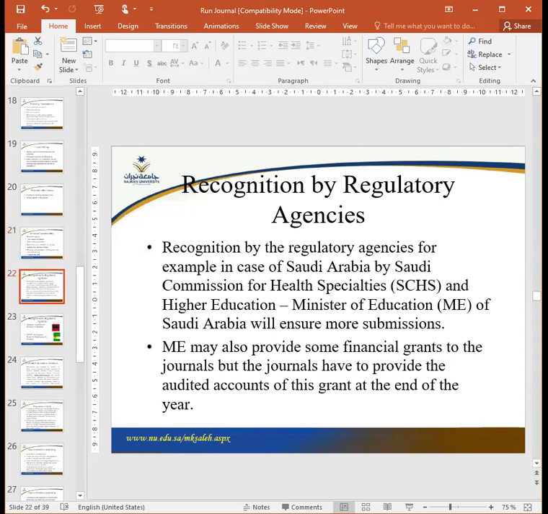A recognition by a regulatory agency, for example, in the case of Saudi Arabia, could be by the Saudi Commission for Health Specialties, or in higher education, the Ministry of Education of Saudi Arabia, will ensure, of course, more submissions. The Ministry of Education also provides some financial grant to the journal, but the journal has to provide evidence of the use of this grant at the end of the year.